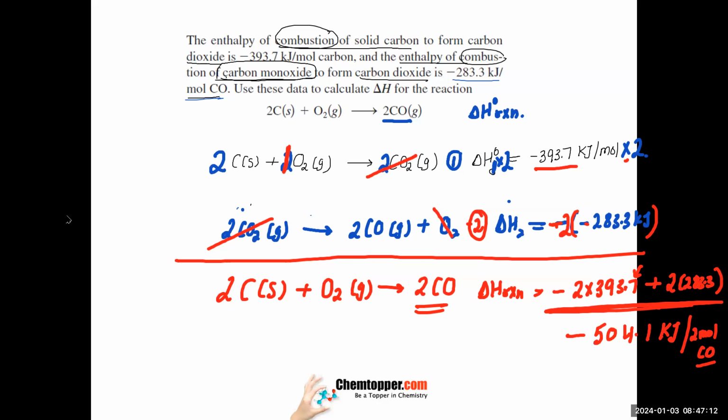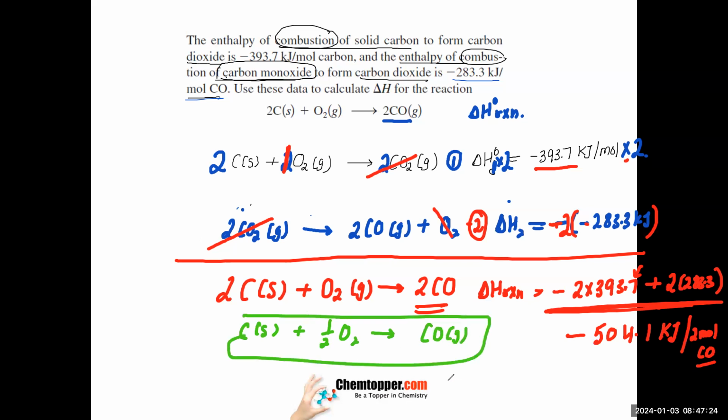If I say for 1 mole, then don't you think it becomes the delta H naught formation of CO? This equation is delta H naught formation of CO, which is equal to half of this, minus 504. This is for 2 moles. For 1 mole, it will be, now it is kilojoules per mole. So we have used the Hess's law for calculating delta H naught formation of CO also. See?